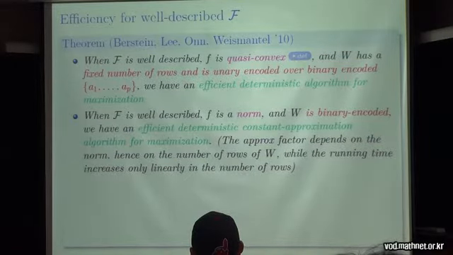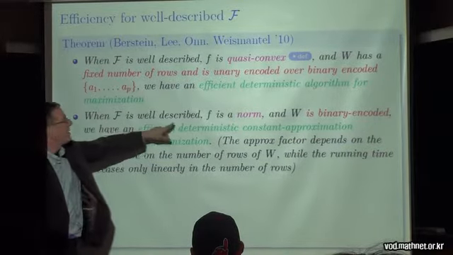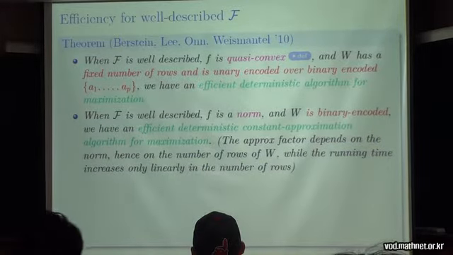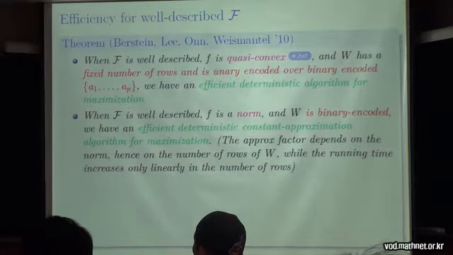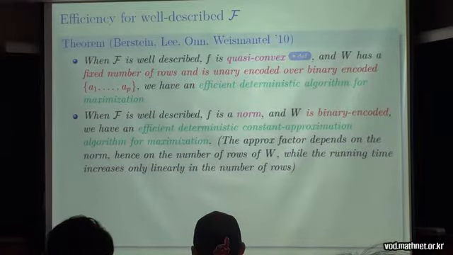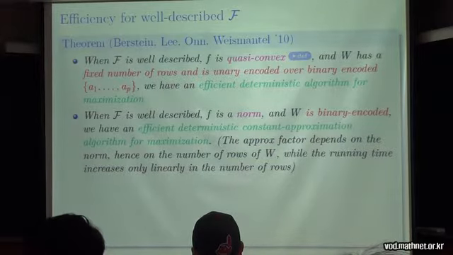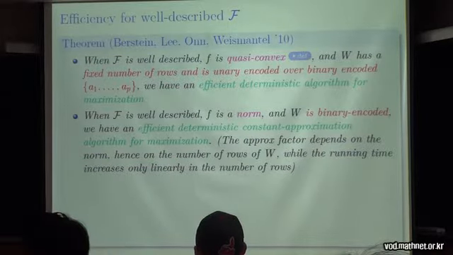You can say more if, again, calligraphic f is well described, and now little f is a norm. So it's not just convex, it's a norm. But now, because I've assumed more about little f, I can maybe assume less about W. And now I can assume W is just an ordinary binary encoded matrix. So that's the normal way you would be given numbers in a binary encoding. Right, so the number 1024, you're not given with 1024 strokes like you live in a cave. You're given it with 10 bits.